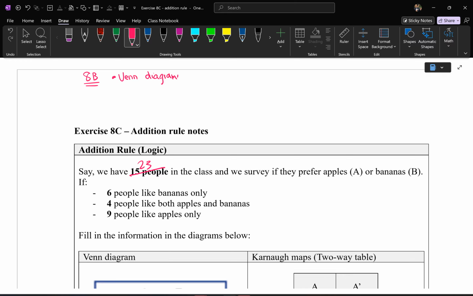How many regions? Did we run out? Must be this one. How many regions are there in a Venn diagram that you must know because it links to cardinal maps or two-way tables? How many regions does a Venn diagram have? Can I please have, who was here last session? Let's go Jada. There are 4 regions. Very good. So we have 4 regions.